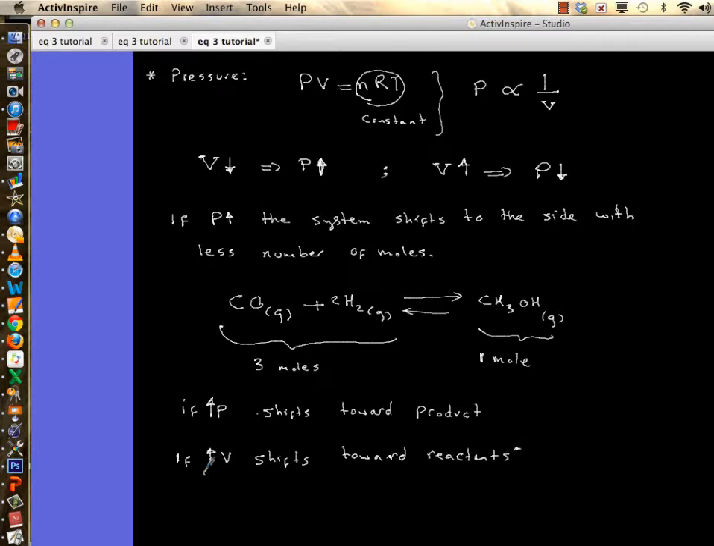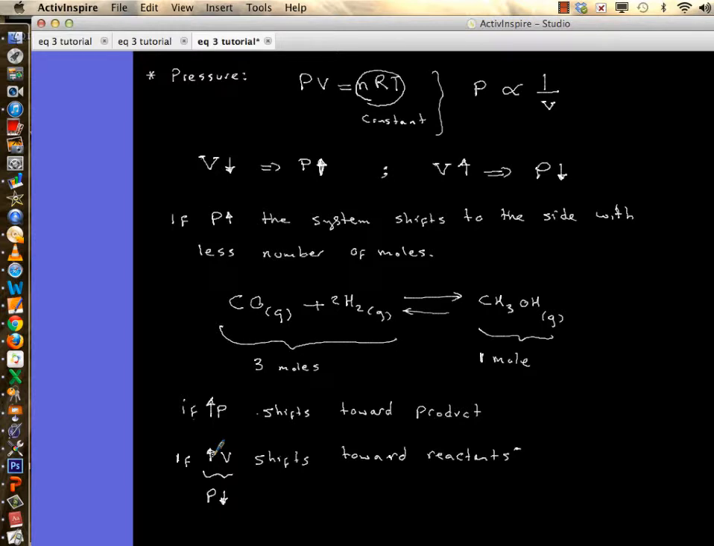Why? Because when volume goes up, that means pressure goes down. And if you memorize that when pressure increases, you shift to the side with fewer particles, the reverse should be true. If pressure decreases, you shift to the side with more particles, which is reactants.